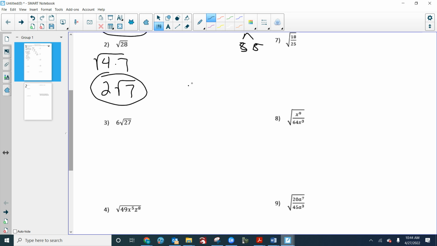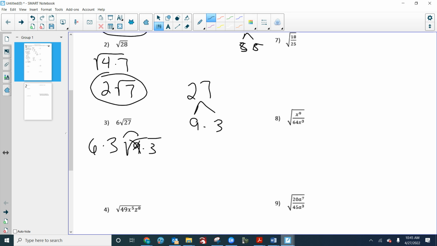27. What times what? 9 times 3. Now, if you break it down like that, let's say you did a factor tree. Guys, if you start a factor tree and you do 9 times 3, do you guys see that 9's a perfect square? Does that make sense? So just jump to this. What's the square root of 9? 3. Okay, so a 6 is already out. That comes out.